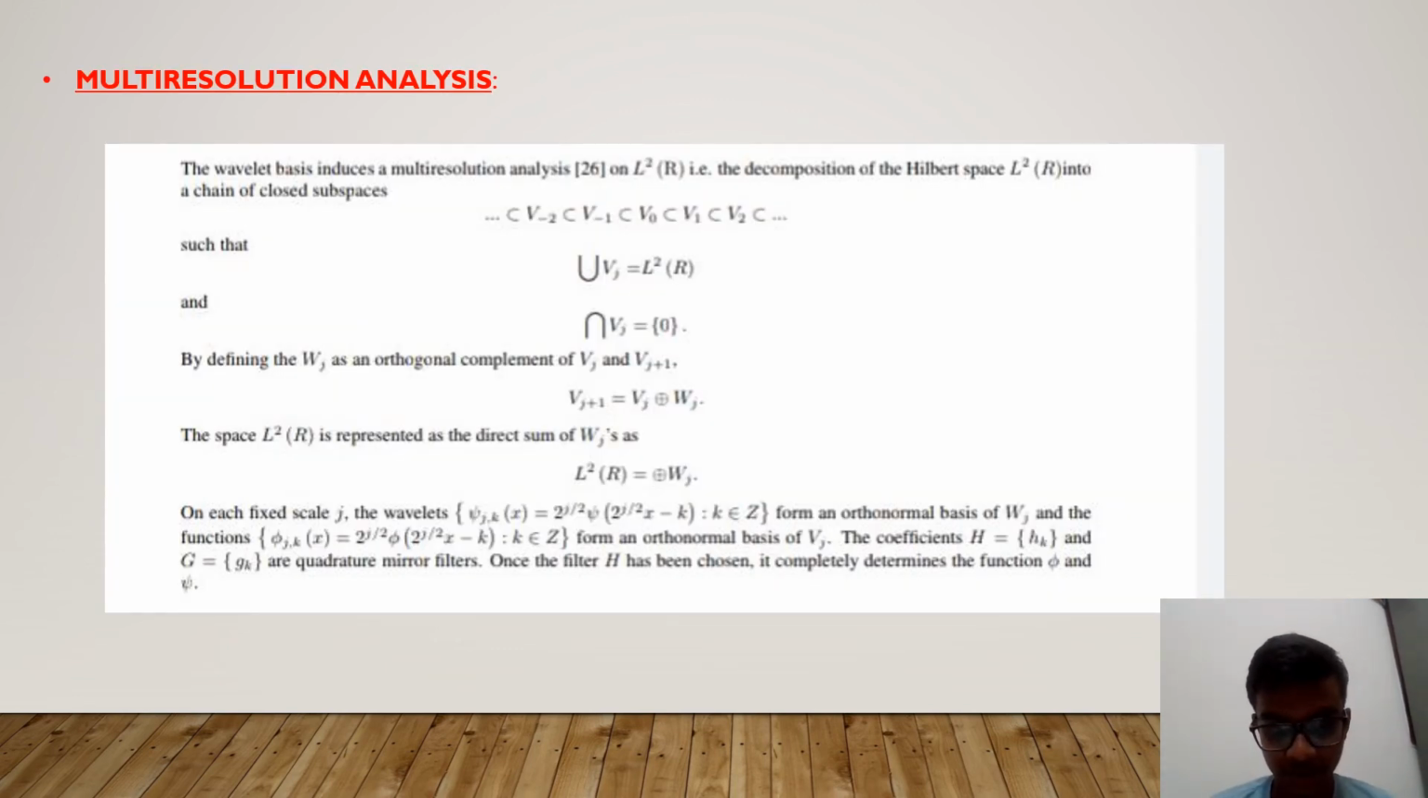Multi-resolution analysis. The wavelet basis induces a multi-resolution analysis on L2(R), that is, the decomposition of the Hilbert space L2(R) into a chain of closed subspaces, such that the union of Vj is equal to L2(R). By defining Wj as the orthogonal complement of Vj in Vj+1, Vj+1 is equal to Vj plus Wj. The space L2(R) is represented as a direct sum of the Wj, L2(R) equal to the sum of Wj.